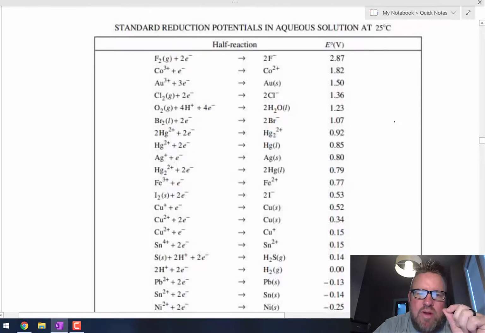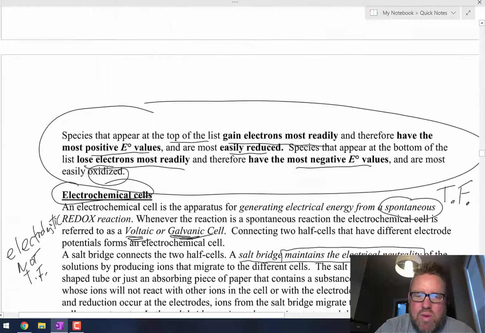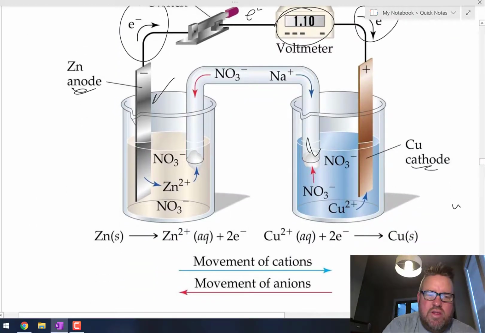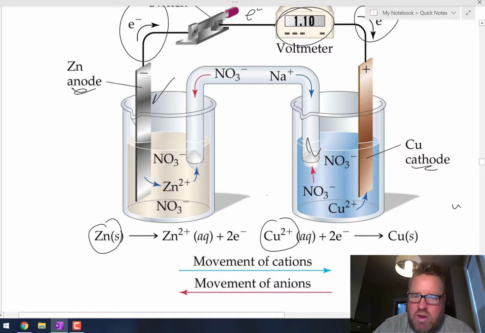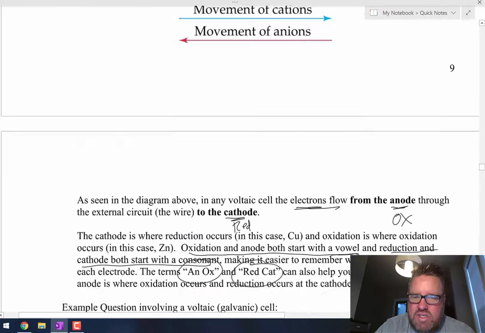Okay, remember that, even in the new format, they are always written as reductions. But in a redox reaction, we know that here the zinc was being oxidized and the copper 2+ was being reduced. So how do you account for that? How do they come up with this 1.10 volts?